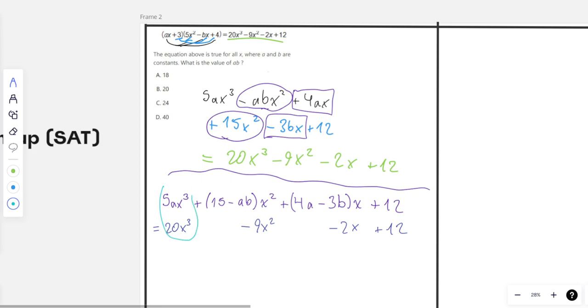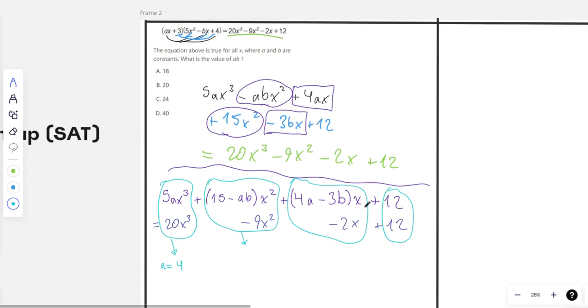Some of these parts you can now start matching up. For example, we know that 5ax cubed has to equal 20x cubed. If it's true that both sides of this equation are equal, then the x cubed terms have to have the same coefficient. So maybe from here you can tell what the value of a should be. In order for this to be true, we need a equals 4. Actually, we don't even need to solve for a and b separately because we can solve directly in one of these circled equations.